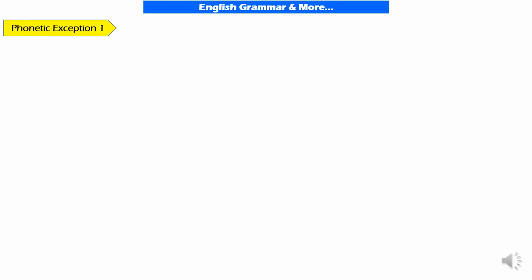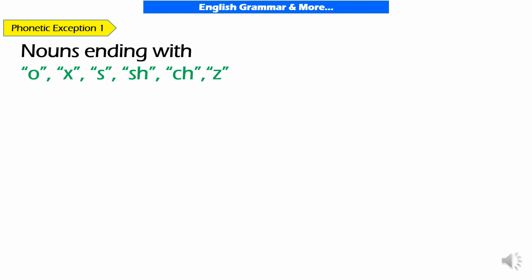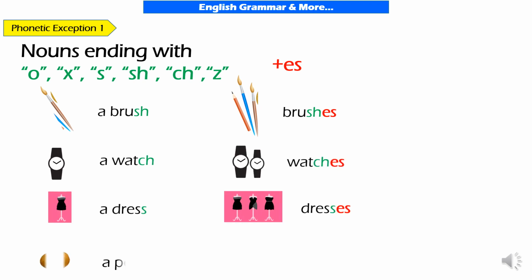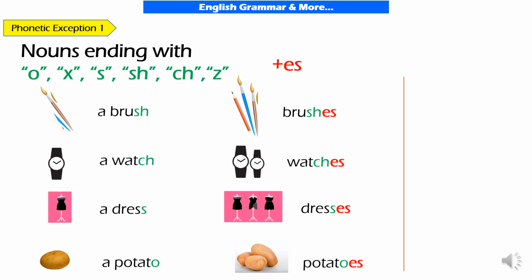Exception number 1. We need to pay attention to the nouns that end with the letters O, X, S, SH, CH, and Z. Whenever we pluralize such nouns, instead of S, we add ES to the end of these nouns. For example, a brush, brushes. A watch, watches. A dress, dresses. A potato, potatoes. However, remember, there are two exceptions to this rule as well.